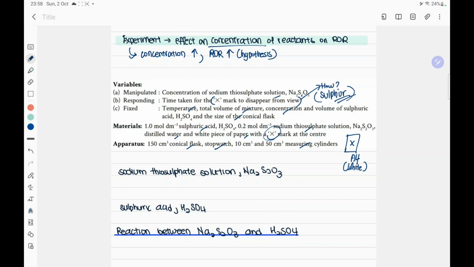So the first one I write here is the sodium thiosulfate solution. You have to know this solution is colorless. It doesn't have any color. It's like water. And then sulfuric acid, of course, is an acid, and we know that sulfuric acid is also a colorless solution. So basically these two are colorless.